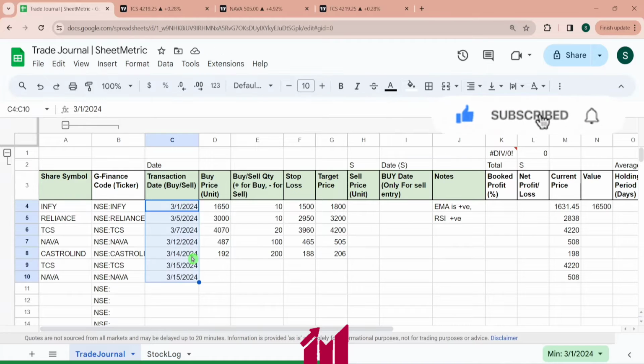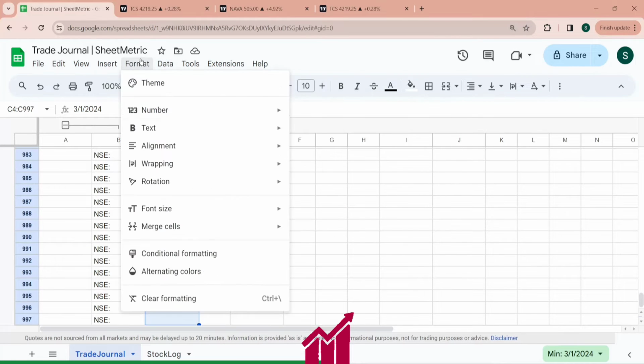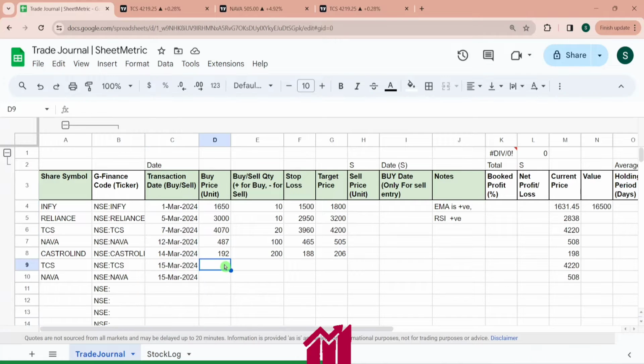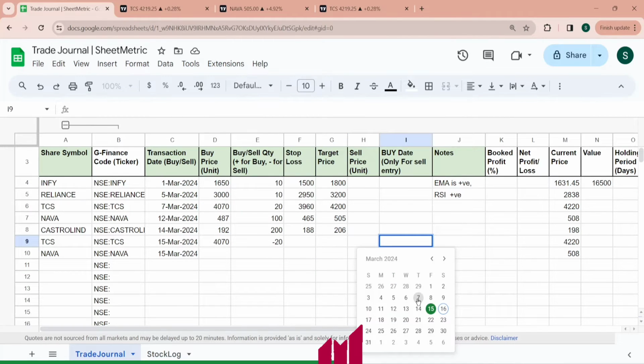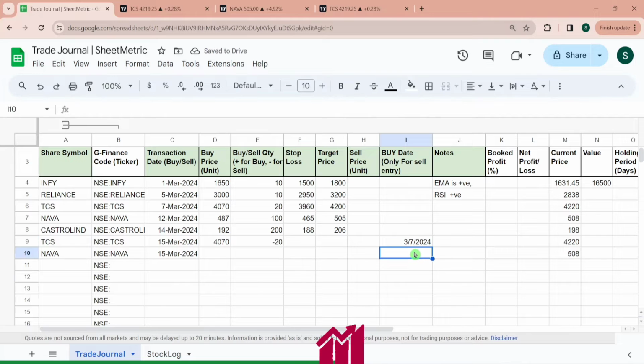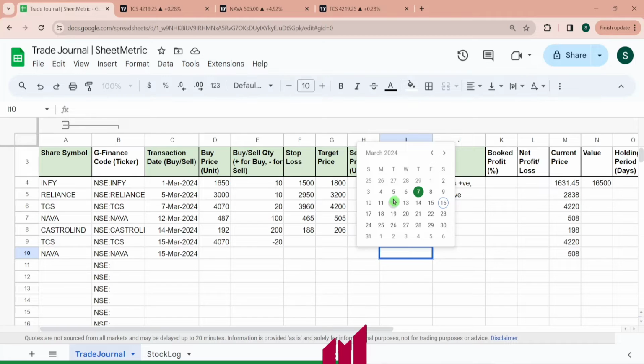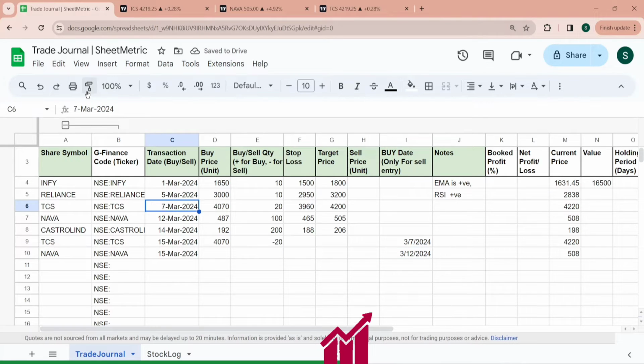Let me change the format. So here for TCS, the buy price has been 4070, and the total quantity I am selling is 20, so minus 20, and the target price has been made. This is not necessary to fill for sale entries, a stop loss or target price. The buy date is 7th March, and for Nava, the buy date has been 12th March. Let me change the format of this.